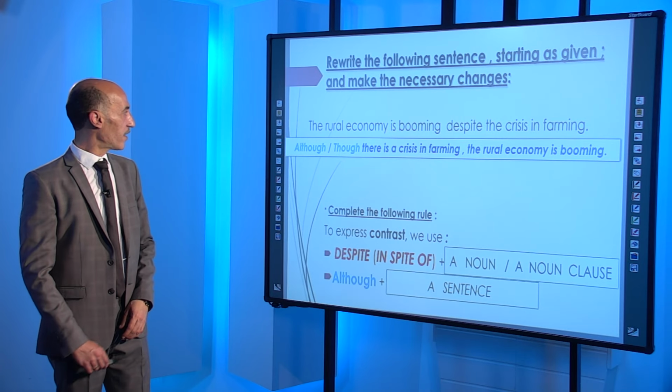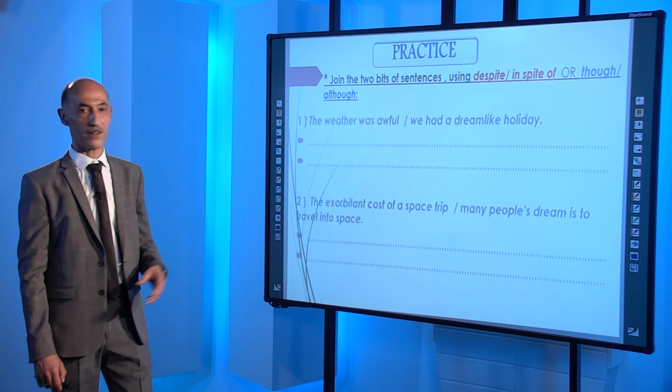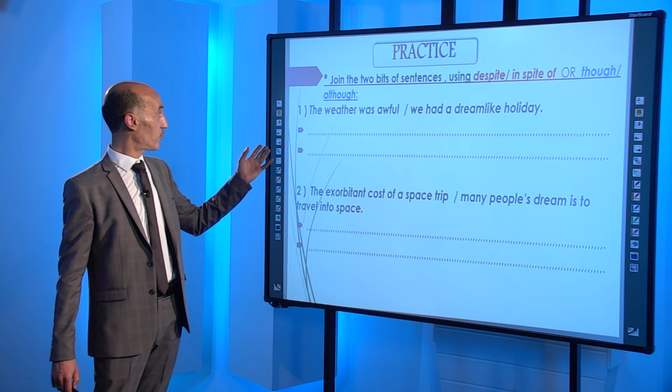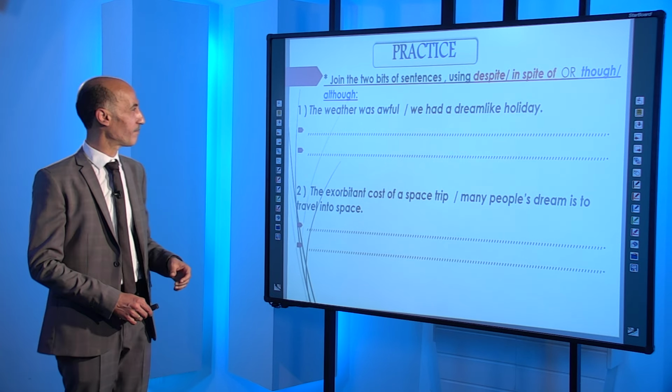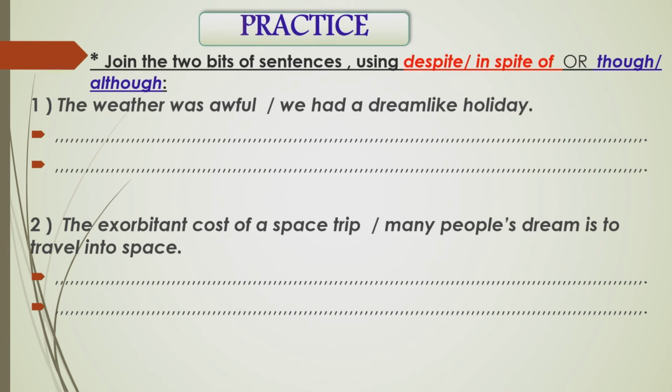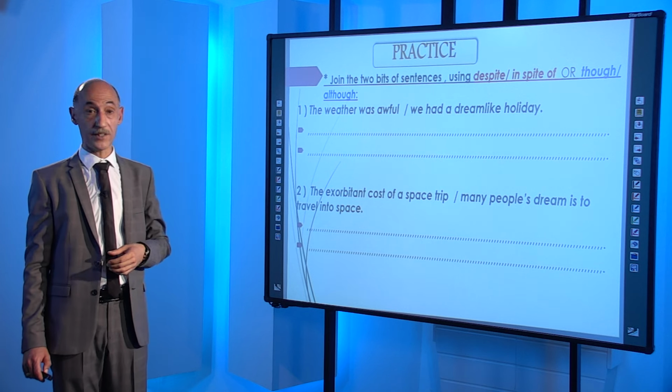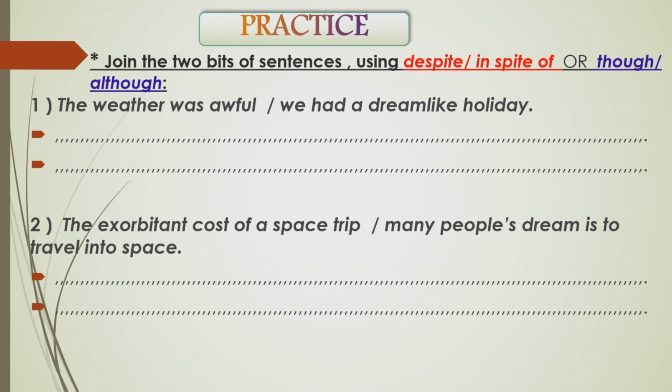Now, let's together move on to some practice. Here we'll join bits of sentences. So we'll join the two bits of sentences using these conjunctions: despite, in spite of, though, and although. So I read this for you. The weather was awful. We had a dream-like holiday. And you will join these bits of sentences using two ways. One with despite or in spite of, and another with though and although.